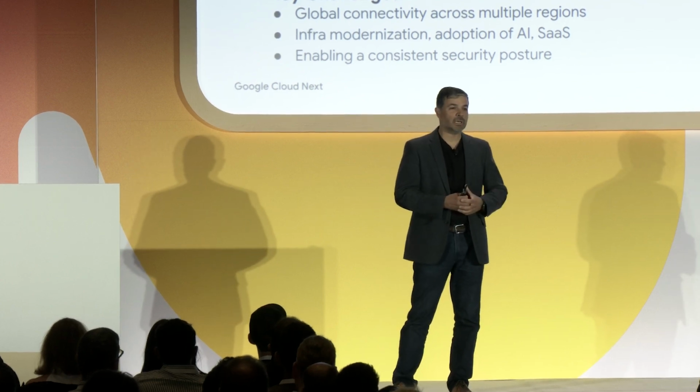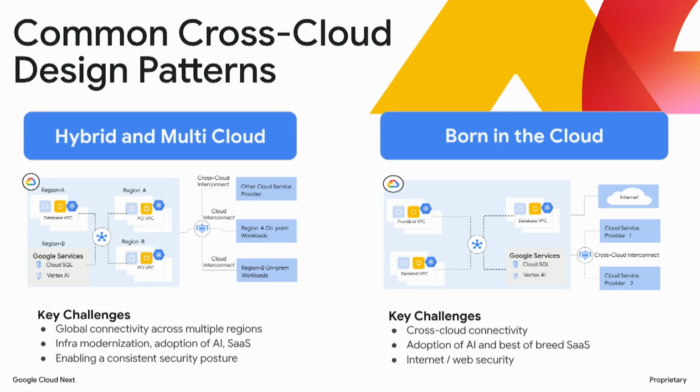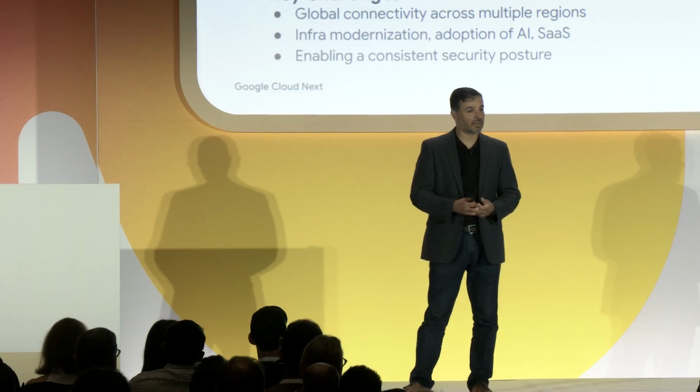On the right, you see customers who were predominantly born in the cloud. They started out with potentially one cloud environment. And as their dependency on partner services, as their dependency on other SaaS has increased, we see them potentially in multiple clouds. So some of the key care-abouts for these customers are similar. They want robust cross-cloud connectivity as they adopt different applications. They want to move data, etc. And of course, security is again top of mind, whether that's private security or it's public internet-facing security.